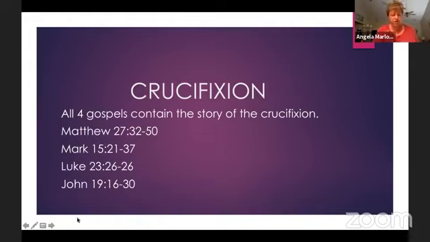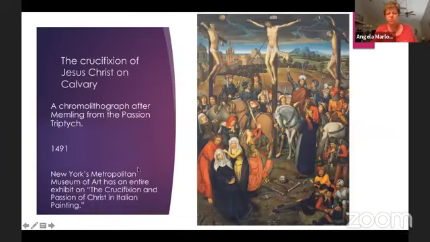And so that's a little bit about the kind of history of the crucifixion as we see it in art. So I've got numerous pieces of art I want to show you, so we'll look at one. Okay, so this particular piece is called The Crucifixion of Jesus Christ on Calvary. And I learned in my research this week that the New York Metropolitan Museum of Art in New York City has an entire exhibit that they show periodically called The Crucifixion and Passion of Christ in Italian Painting. So if you go to the Met, you would possibly get to see it.